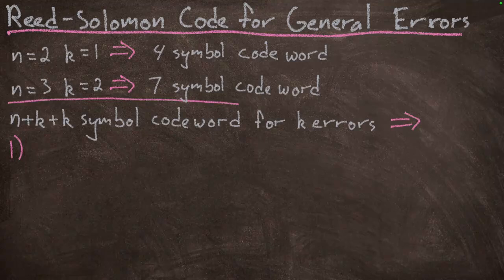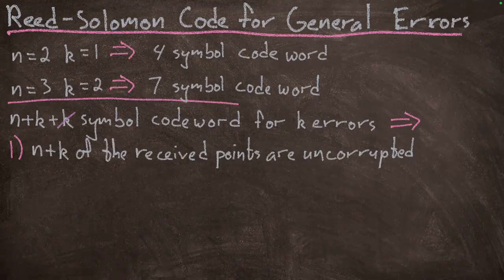Okay, so what does this imply? First off, if you chop off k of those, we know there are only k errors. There are at most k general errors. That means if we chop off k of those, we know that n plus k of the received points are uncorrupted. If we have n plus 2k code words and only k are corrupted, we know that n plus k of the received points must be uncorrupted.